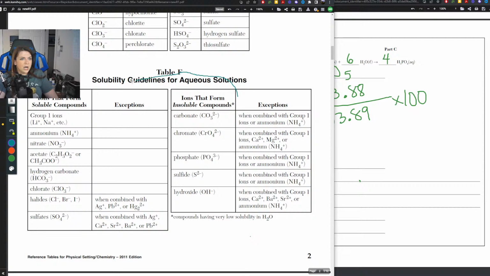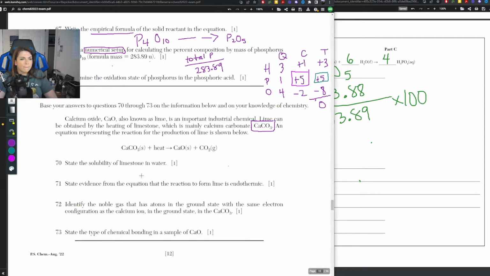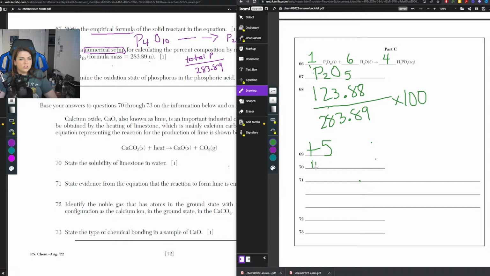These inner two columns represent stuff that does not dissolve. If your compound falls in the circle, then it is insoluble. And carbonates do not like to dissolve. Calcium is not an ion that can get carbonate out of the circle. Calcium is not a member of group 1, and it is not ammonium. So calcium carbonate is insoluble in water. So the answer here is just insoluble.